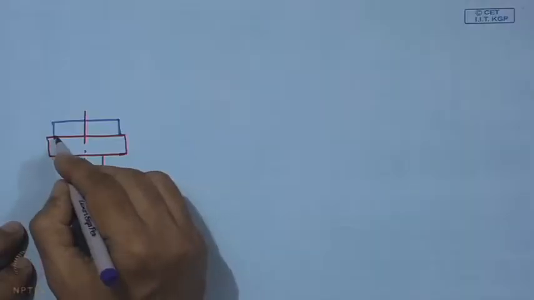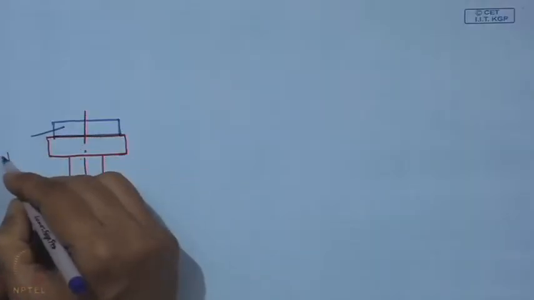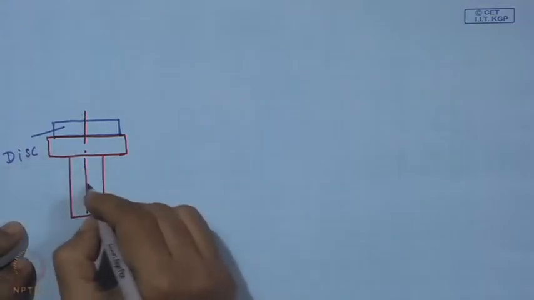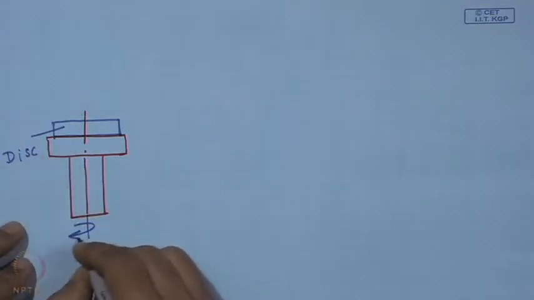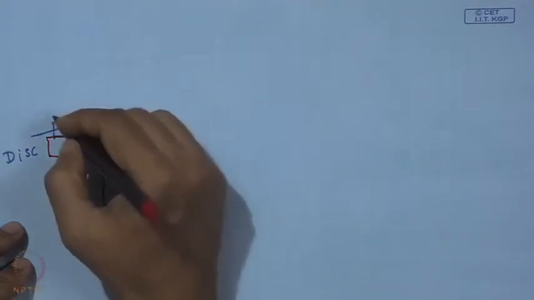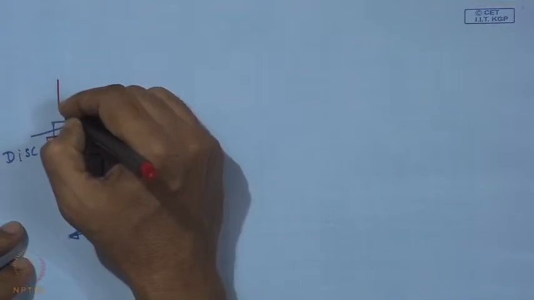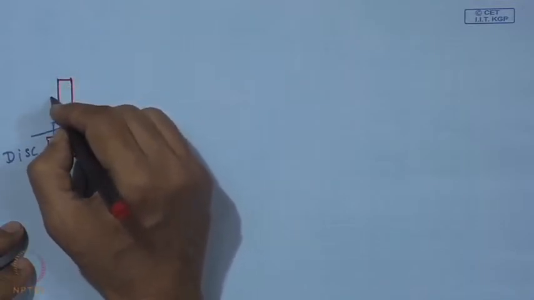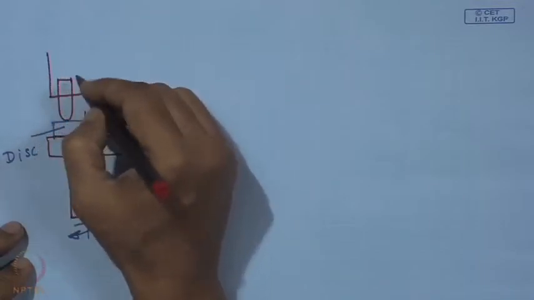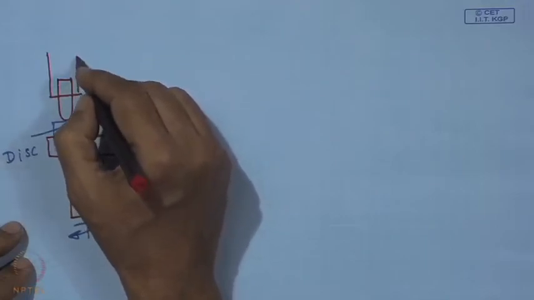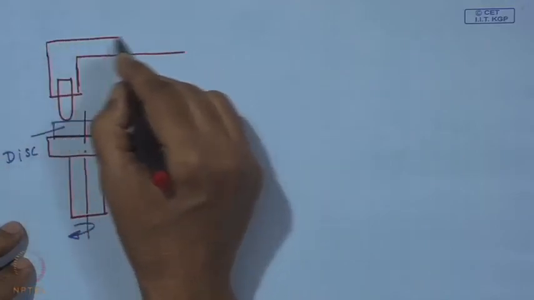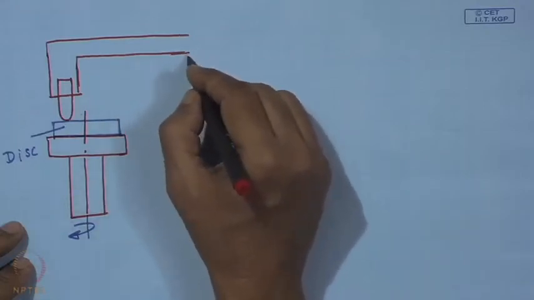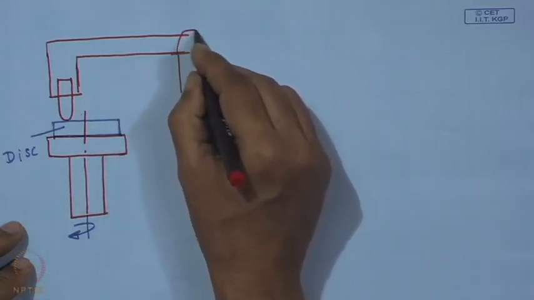So, this is going to be the specimen, and this is the disc, and this is a rotating table. Now, on that table we can have a pin or a ball. Let us consider this to be the pin, and this pin will be held inside a pin holder, and this is one arm.